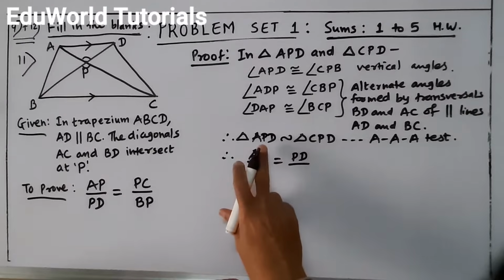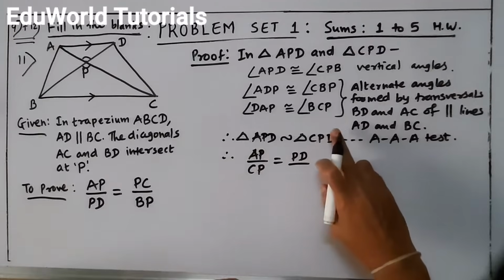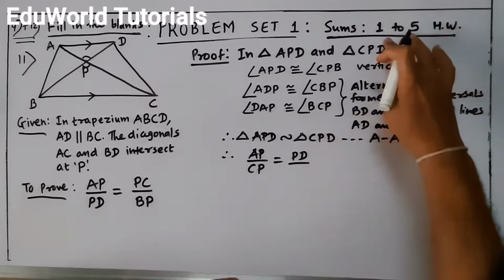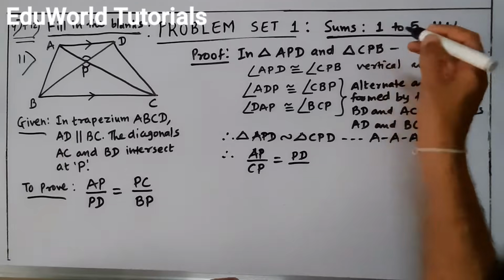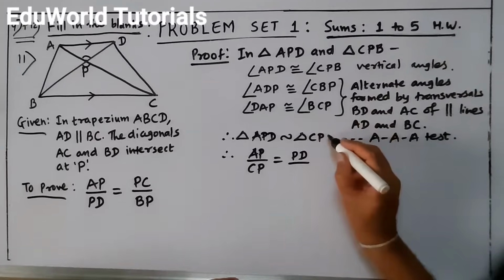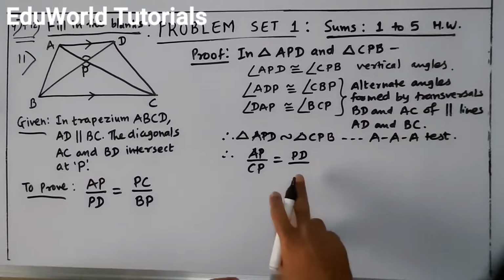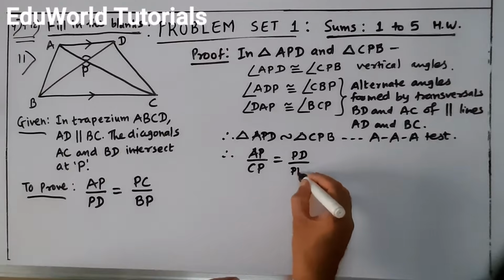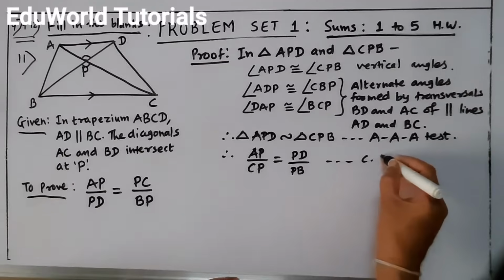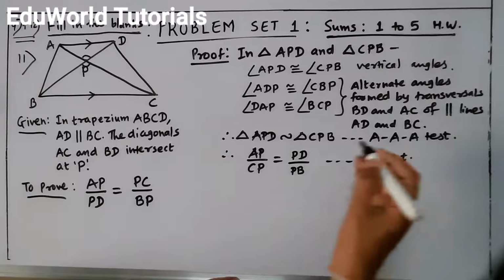because it is triangle APD and triangle CPB. Initially we made a mistake. Yes, it is triangle CPB. So PD upon PB. The reason is corresponding sides of similar triangles.